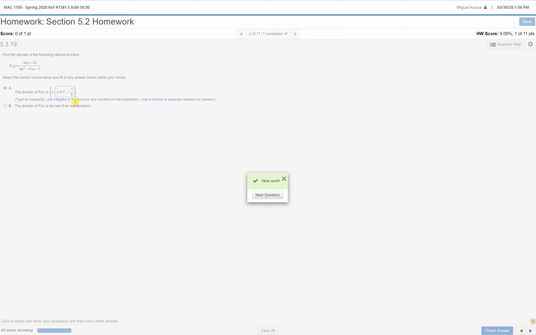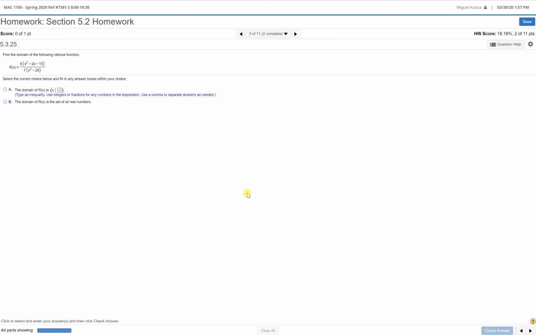If you wanted to, you can also use the quadratic formula for the denominator to solve for those two zeros that x cannot equal. It's up to you. Okay. All right. Next one.